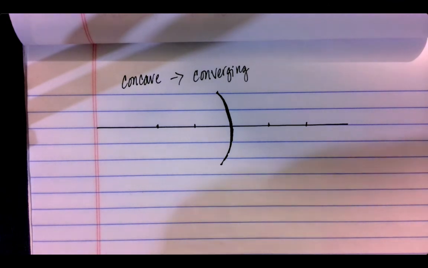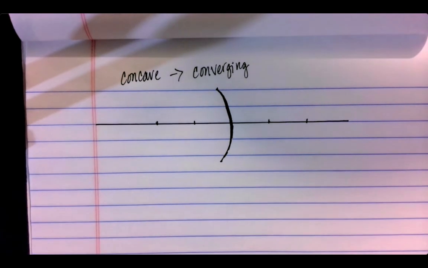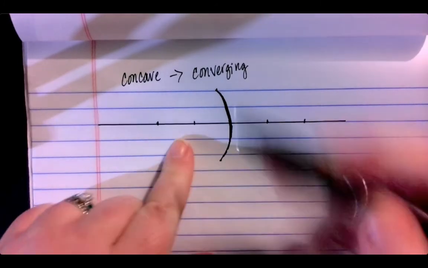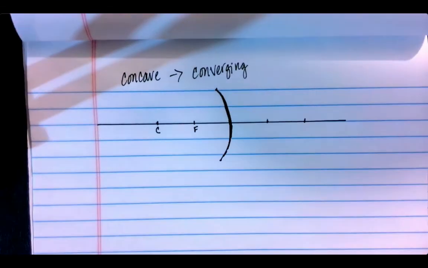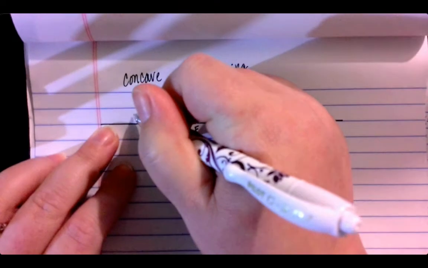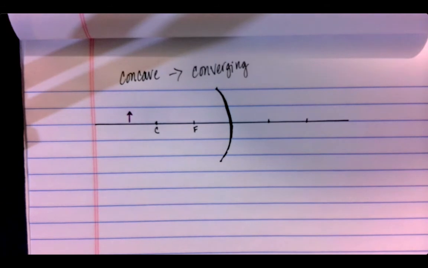So remember, when we were talking about this, the focal point is basically where the light is actually going to focus. And if this is our vertex, here is our focal point, and here is our center of curvature. So if we're going to put in our object and it is outside C, okay, so we draw an arrow outside or further away from the vertex than C.